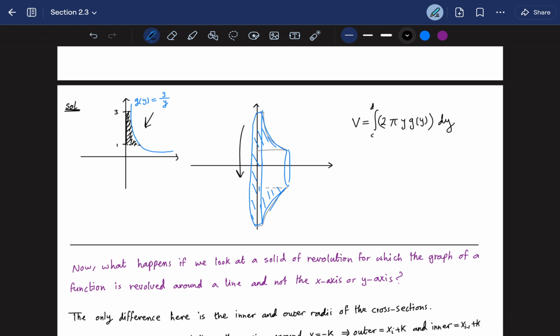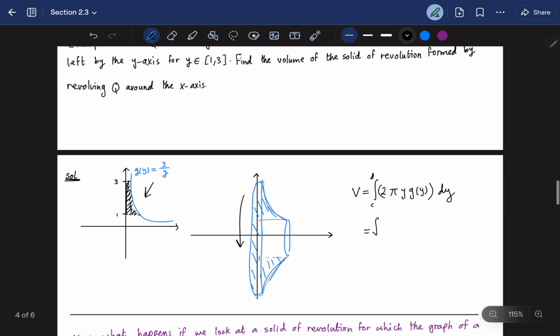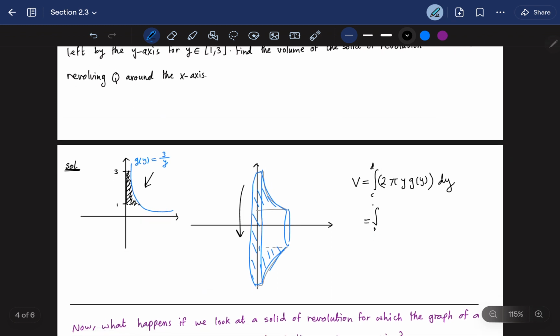So we know that we have a function in terms of y, we're revolving around the x-axis, so I have to apply cylindrical shells. You take the bounds, if you look, it's just from 1 to 3, then 2 pi y times 3 over y, which is your g of y.